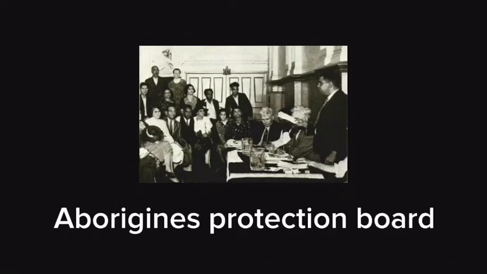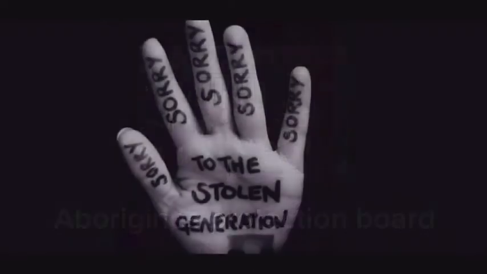By 1940, the Aborigines Protection Board lost its power to take Indigenous children away from the families, and the Aborigines Protection Board was officially dismantled by 1969.